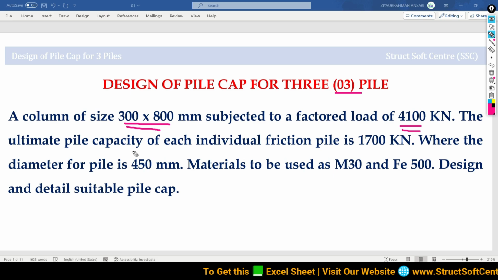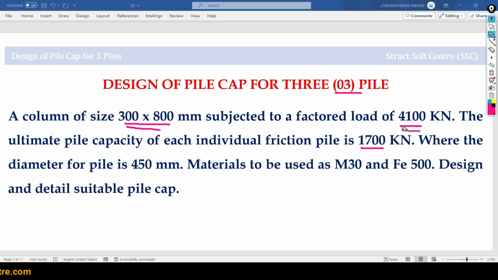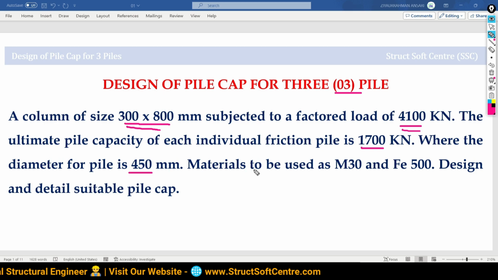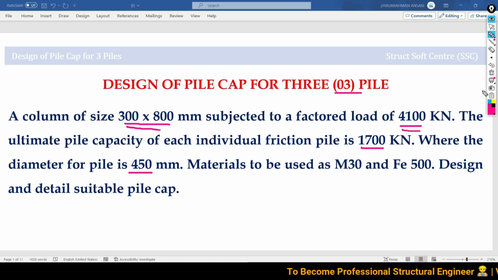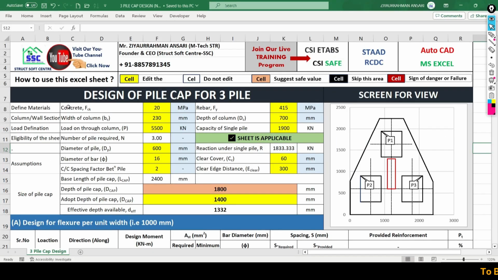The ultimate capacity of each individual pile is 1700 kilonewton, while the total load coming from the column is 4100 kilonewton, where the diameter of the pile is given as 450 mm. The material that we have to use for the design of the pile cap is M30 and Fe500 grade. M30 is a grade of concrete and Fe500 is a grade of steel. So in respect of this given data in your problem statement, we are going to put the values here.